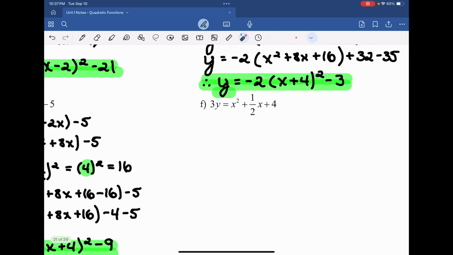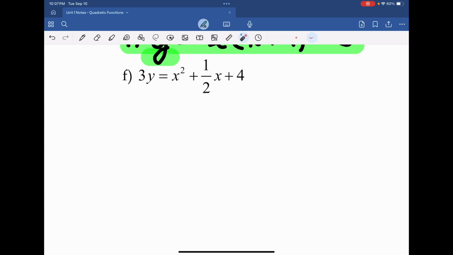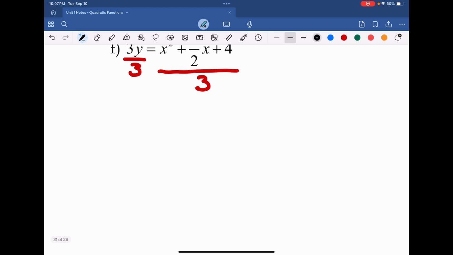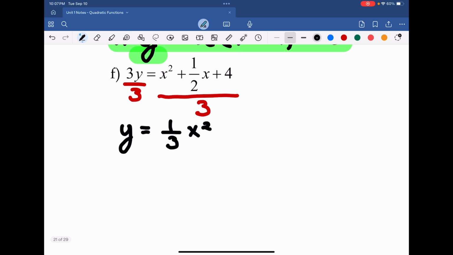Okay, let's go over to f. So f looks a little complex because we're like, wait a minute, 3y. We've never dealt with a multiple of y before. Let's divide both sides by 3. We're going to take this side divided by 3, and we're going to take all of this and divide it by 3. Now, here's what we get when we divide everything by 3. Y is equal to 1/3 x squared. 1/2 divided by 3 is the same as positive 1/6, because the 2 and the 3 end up multiplying in the denominator. This is going to be x plus 4.